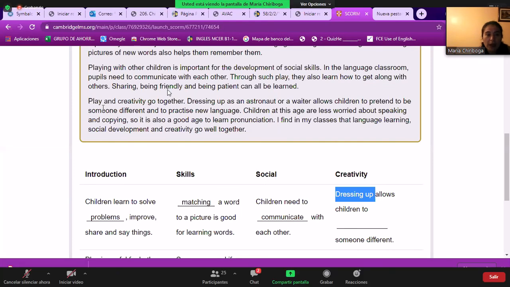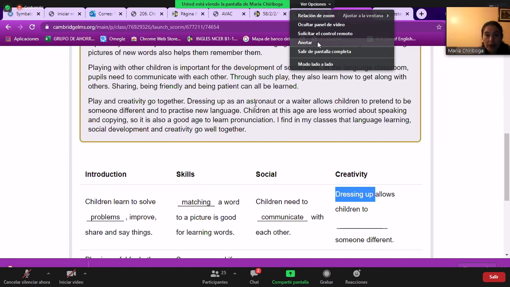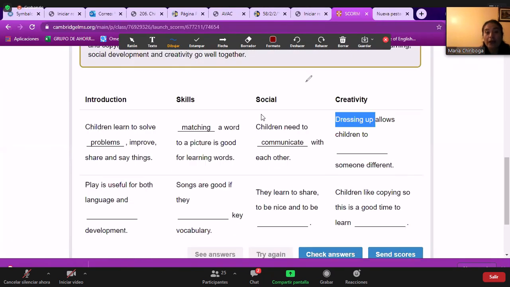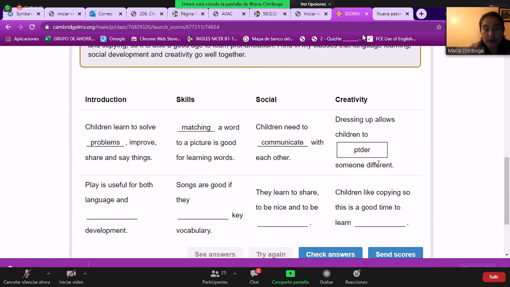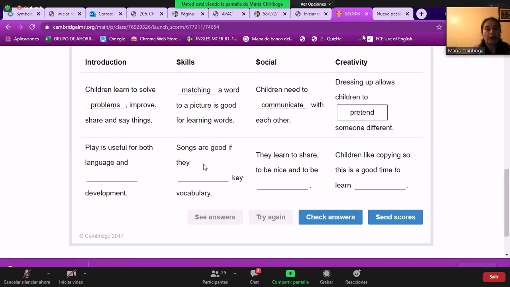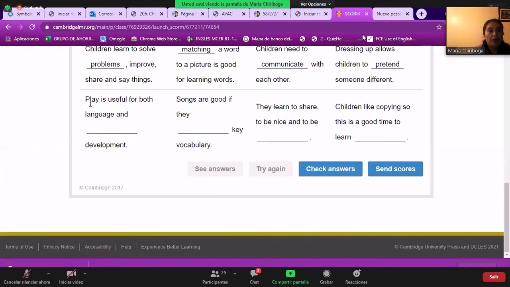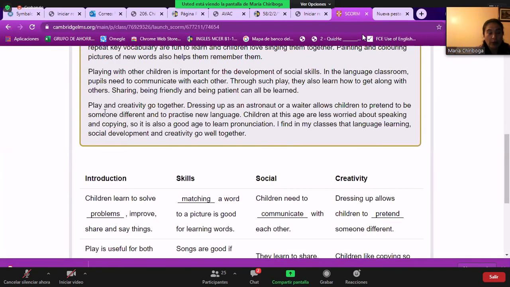Play and creativity. Dressing up as an astronaut or a waiter allows children to pretend to be someone different, okay, thank you. Excellent guys. We continue. Play is useful, el juego, no? Play and creativity go together. Dressing up allows children to pretend to be someone different and to practice a new language.